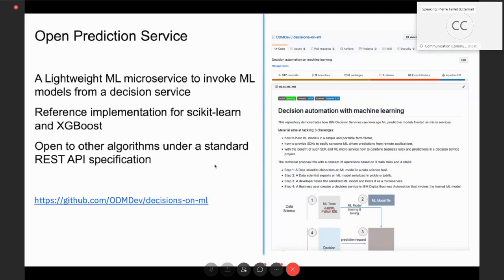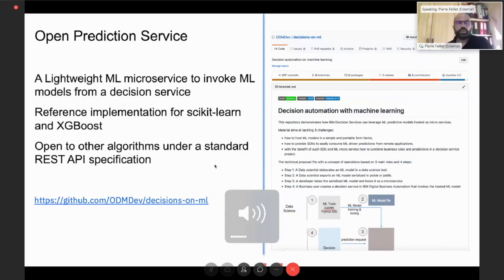Okay. So recently we have published a new GitHub repo that proposes a Docker-based microservice to host ML models. This is very simple, but it can help to prototype and to integrate business rules coming from ODM or something else with scikit-learn, XGBoost, or other algorithms. And you have the link.